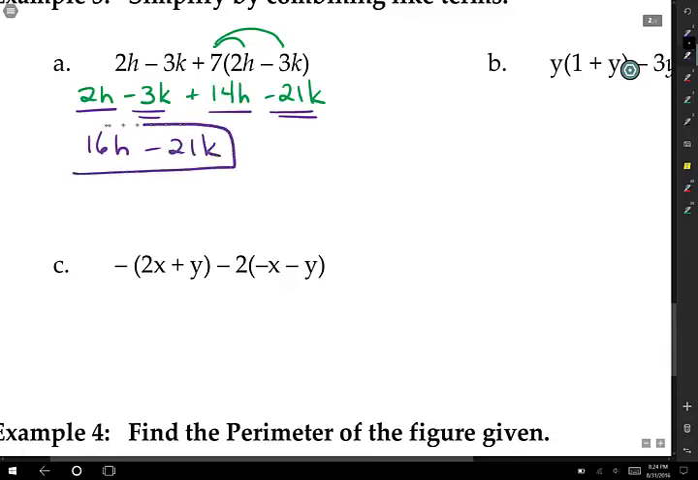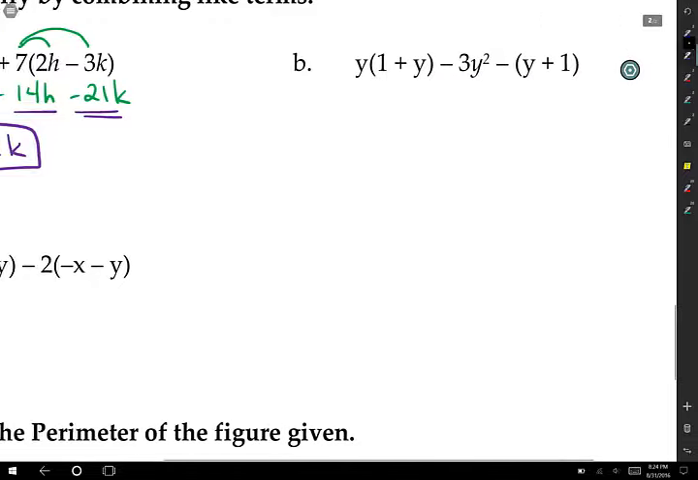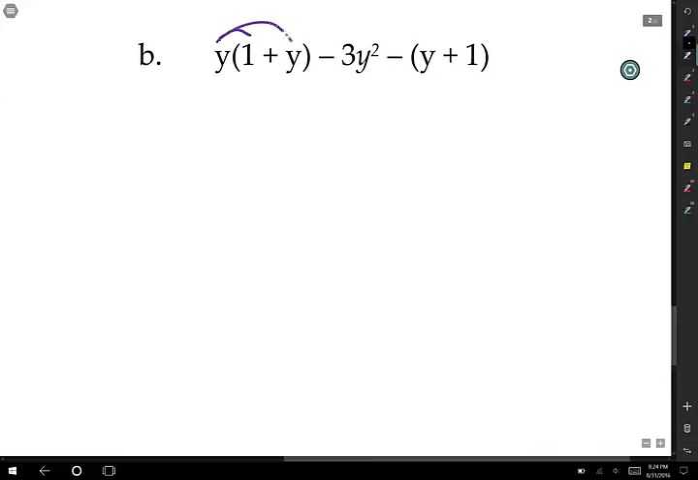So that's our simplified expression, realizing that we did do it alphabetically and worked it through that way, h before k. Let's slide over and take a look at b. We're going to distribute the y to both parts, and we're going to get y plus y squared minus 3y squared. And now we're going to distribute this invisible negative 1 into both of the back parts, giving me minus y minus 1.